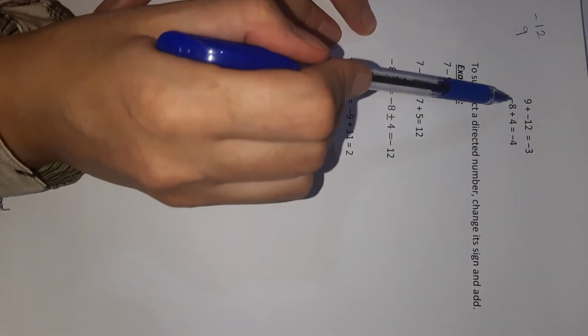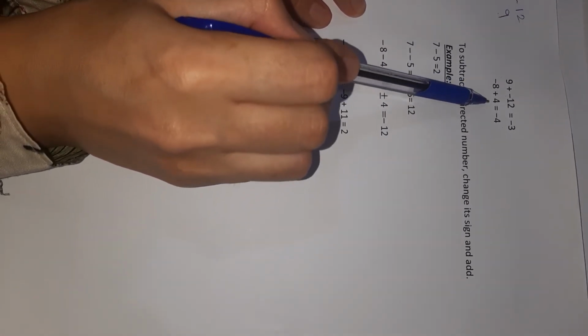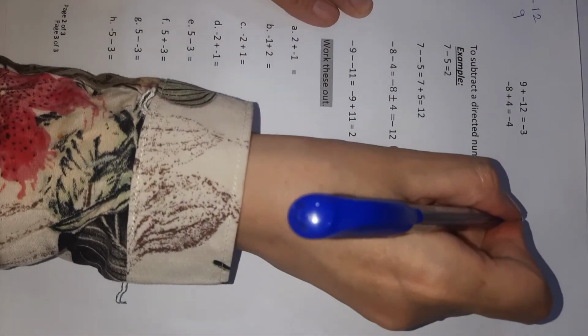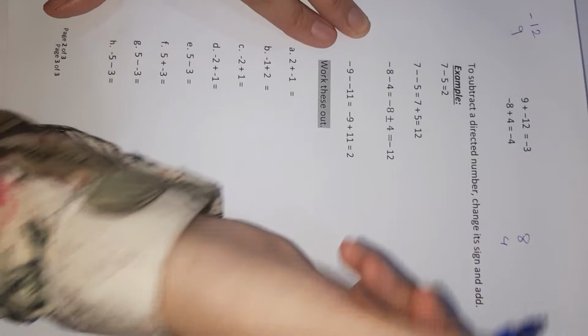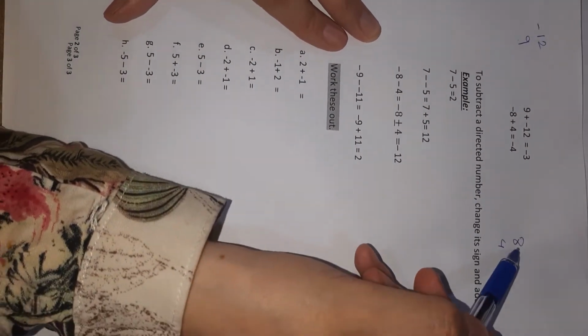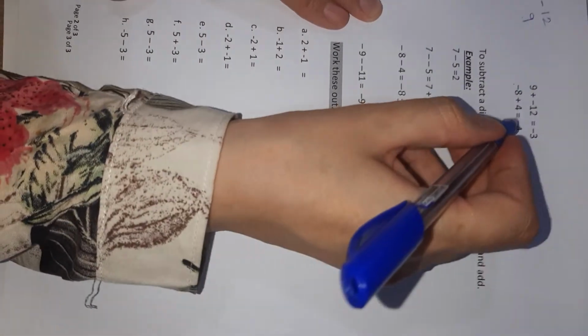Let's take another one: -8 plus positive 4. Here we have 8 and 4. Find the difference between them: 8 minus 4, 4. 8 is larger than 4 and 8 is negative. So here your answer must be negative.